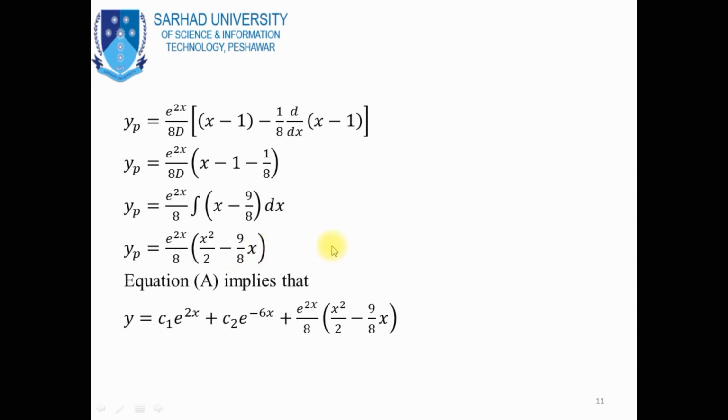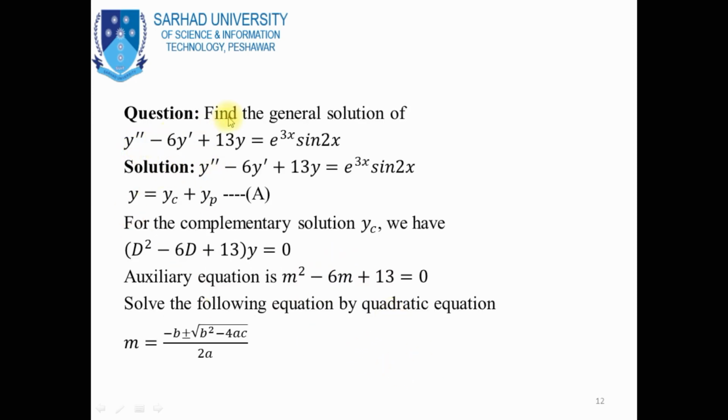Now putting the complementary solution and the particular solution in equation (a), we obtain the general solution: y equals c1 e^(2x) plus c2 e^(-2x) plus the particular solution. This is the particular solution. Now another example. Now the exponential function is multiplied with a trigonometric function, so we can use the shift theorem again.